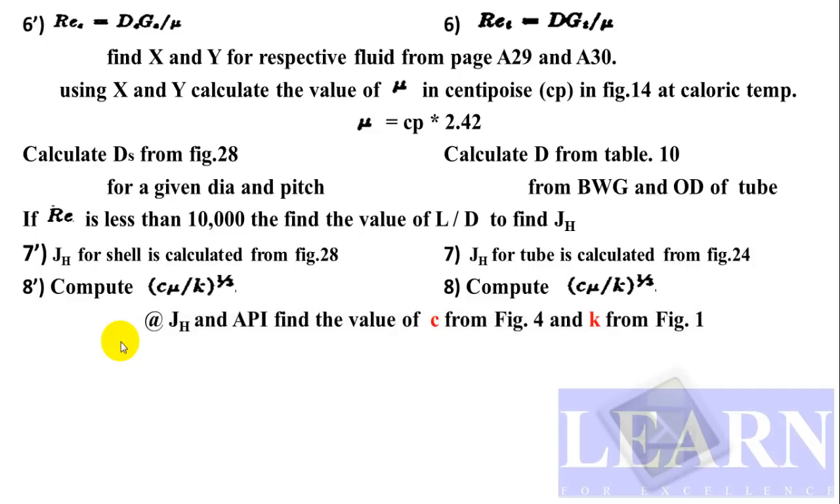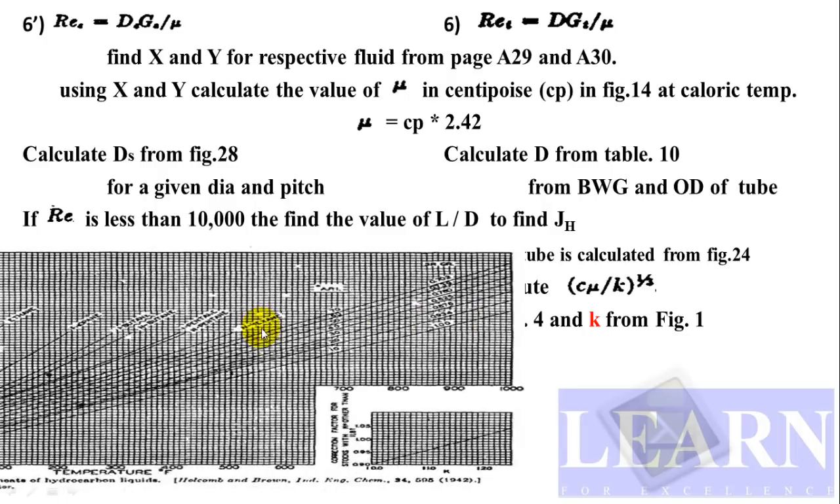1 by 3. So we know to calculate the value of C, we need to go to figure 4, and in order to calculate the value of K, we need to go to figure 1. So in order to evaluate the value of C, we need to know JH. That's already solved in equation 7, or we can say step number 7, and API will always be given in the question itself. So we'll go to figure number 4.